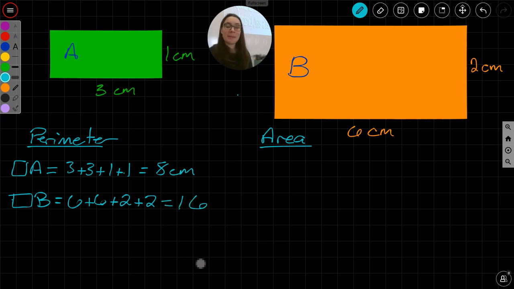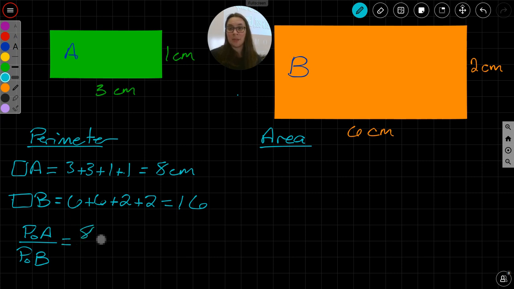Now, I'm going to take a minute here to find the ratio of the smaller perimeter to the larger perimeter. So P of A to P of B. Perimeter of A is 8 cm. And the perimeter of B is 16 cm. So if I simplify that, 8 to 16, if I divide both of them by 8, I get 1 to 2.